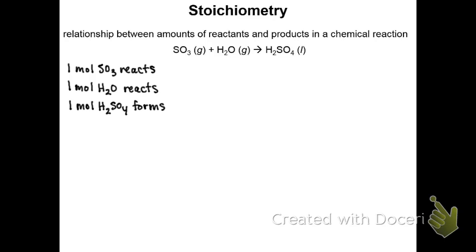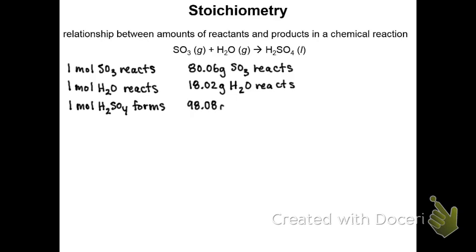We could also interpret this in terms of masses. So if we calculate the molar mass of each of these, the molar mass of sulfur trioxide is 80.06. So 1 mole would be 80.06 grams. So if 80.06 grams reacts, that means that 18.02 grams of water reacts, which is the molar mass of water, so the mass of 1 mole of water, and 98.08 grams of sulfuric acid will form, which is the molar mass of sulfuric acid.